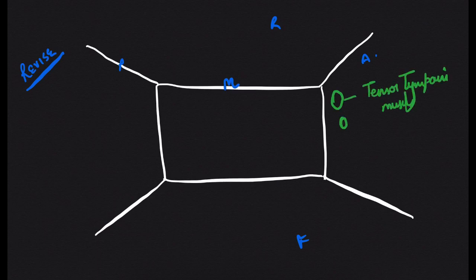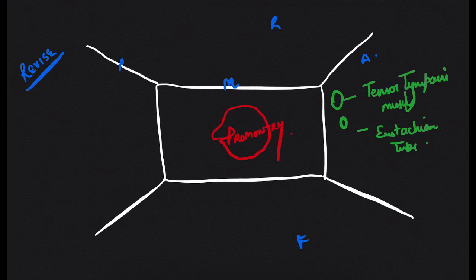Just below that we have the canal for the eustachian tube. Now, talking about the medial wall of the middle ear, we have a bulge which is known as the promontory. This bulge is due to the basal coil or basal turn of the cochlea.